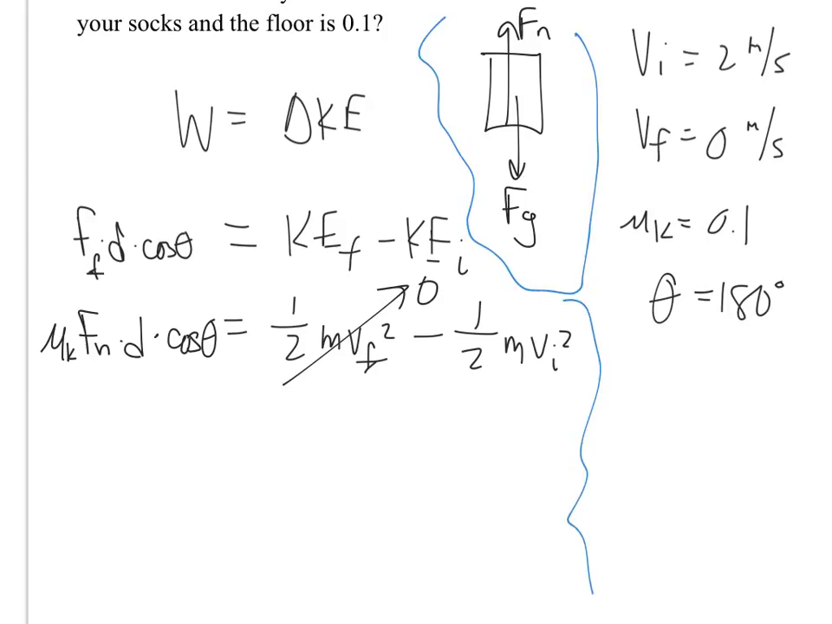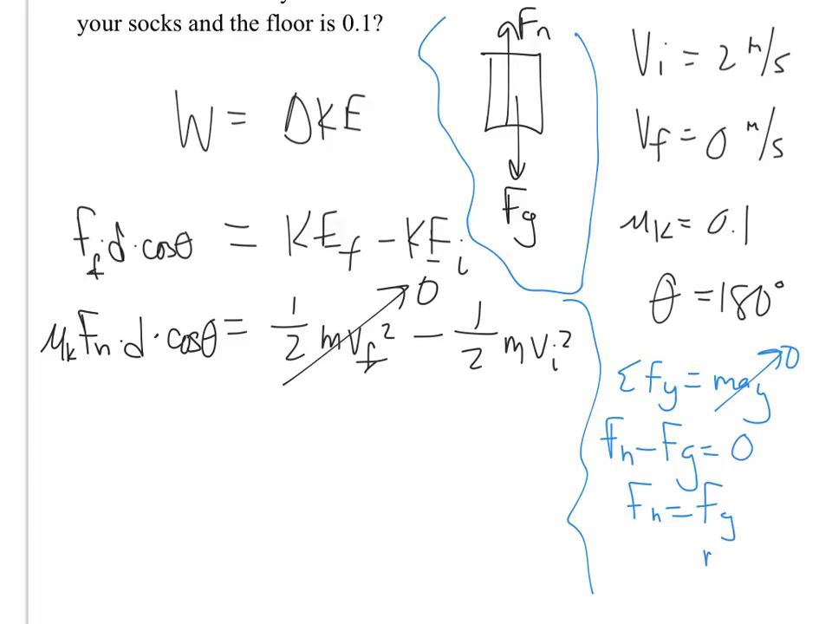There's your free body diagram. Here's what I'm saying. Sum of the forces in the y equals ma. You have Fn acting up minus Fg acting down. That equals 0 because there's no acceleration here. So Fn is equal to Fg if I add it over, but Fg is really mg. So Fn is really mg. So I'm going to put an mg over here in for Fn. Put your mu k back in front. Put d right after that.